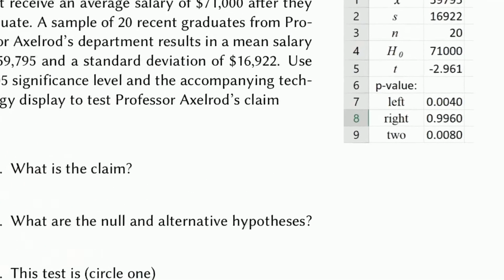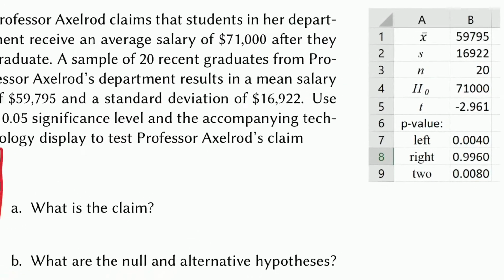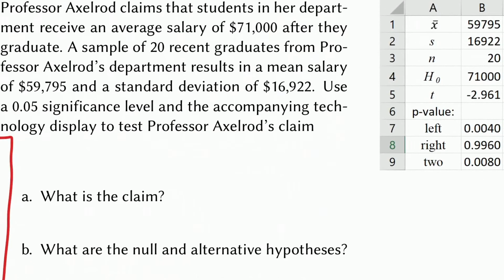Okay, so we've got Professor Axelrod claiming that the average salary is $71,000. So here the claim is the null hypothesis. So what is the claim? That the average is equal to 71,000 for Professor Axelrod's students.